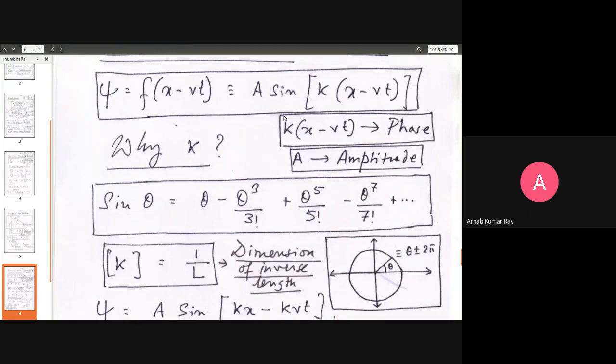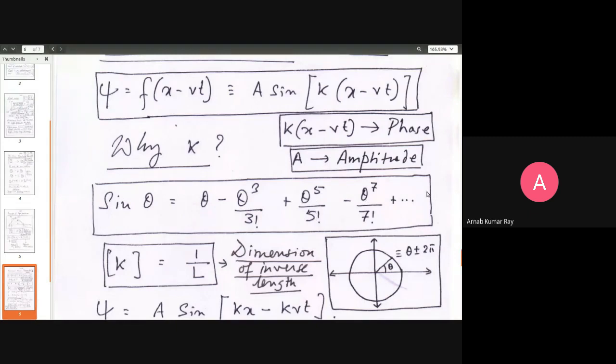These are transcendental functions and they are captured by an infinite series. e^x, for instance, will be 1 plus x plus x squared by factorial 2 plus x cubed by factorial 3, and like that it goes on. And similarly, here we have a sine kind of a situation. sin θ is θ minus θ cubed by factorial 3 plus θ raised to 5 by factorial 5, etc. And it goes on. Okay.